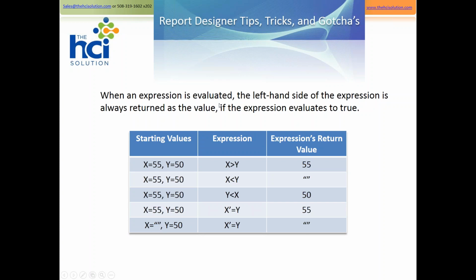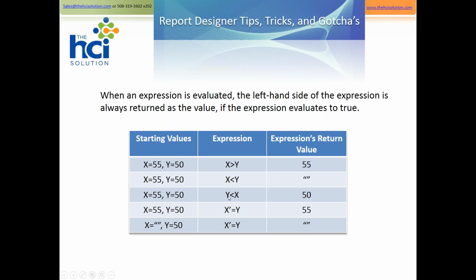So I have some little scenarios here where X and Y are variables, and the scenario is if X equals 55 and Y equals 50, and you evaluate this expression, the value returned from this expression is going to be 55, because you're always returning from the left-hand side. With this expression, you're returning nil, because this is not true. 55 is not less than 50.